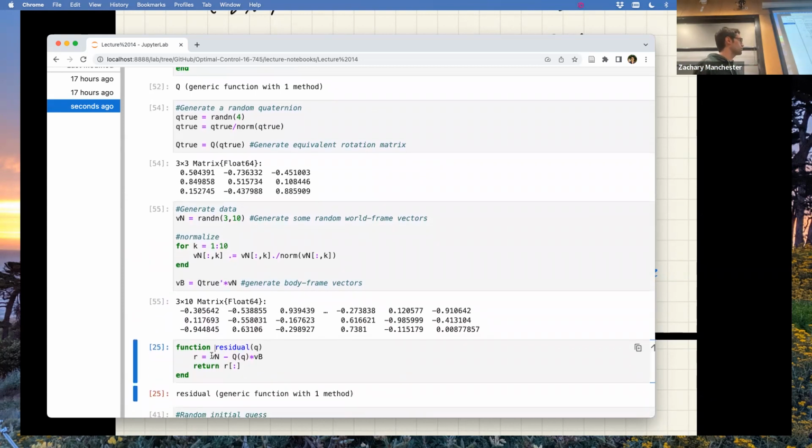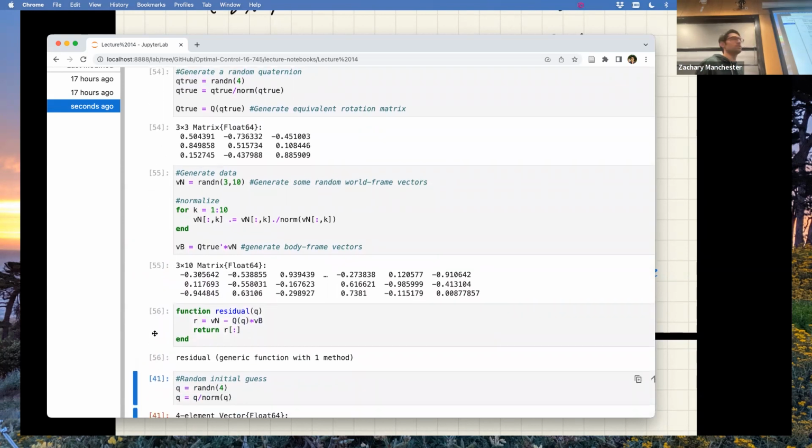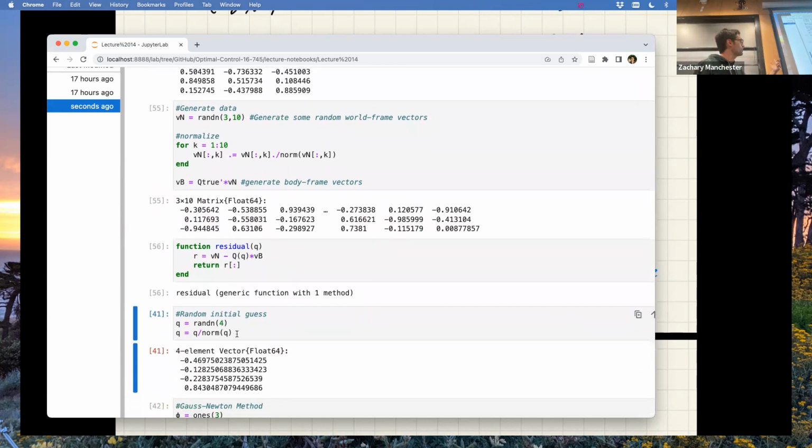Here's my residual function. It's the inertial frame minus Q times the body frame one. That's it, super easy. The function eats a quaternion and spits out, in this case, a 30-dimensional output, right? So it's 10 vectors, and they're 3D. Okay, I'm going to generate a random initial guess for my starting quaternion to start out with my Newton's method.